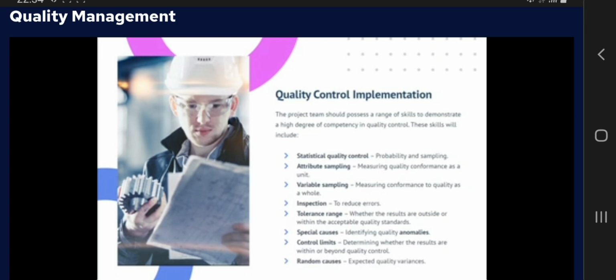statistical quality control, probability and sampling, attribute sampling, measuring quality conformance as a unit, variable sampling, measuring conformance to quality as a whole, inspection, to reduce errors, tolerance range, whether the results are outside or within the acceptable quality standards, special causes, identifying quality anomalies, control limits, determining whether the results are within or beyond quality control, random causes, expected quality variances.